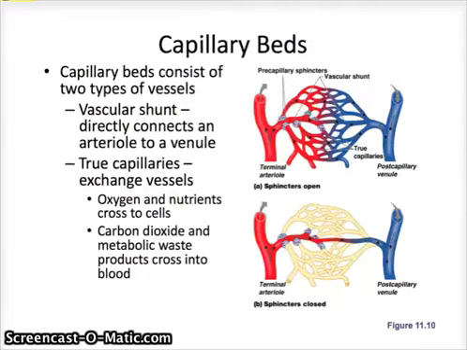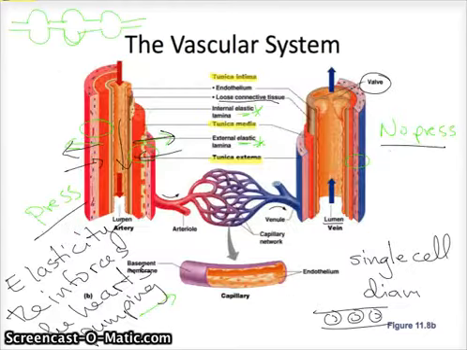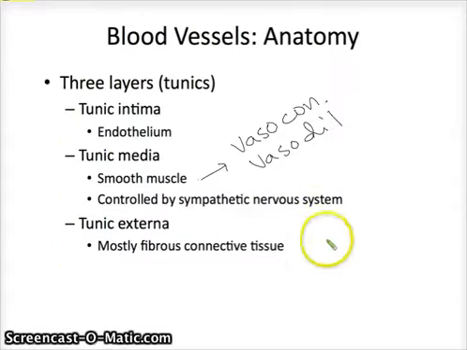Now, at the capillary beds, notice that we have two major types of capillaries. We have what is known as the vascular shunt, and we have what are known as true capillaries. Remember that the function of the capillaries, the purpose of the capillaries, is exchange.